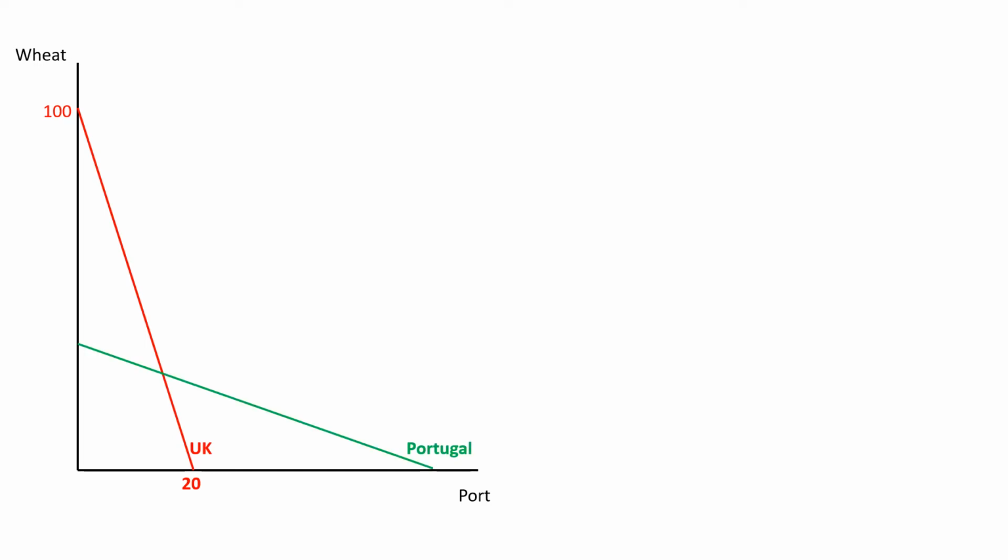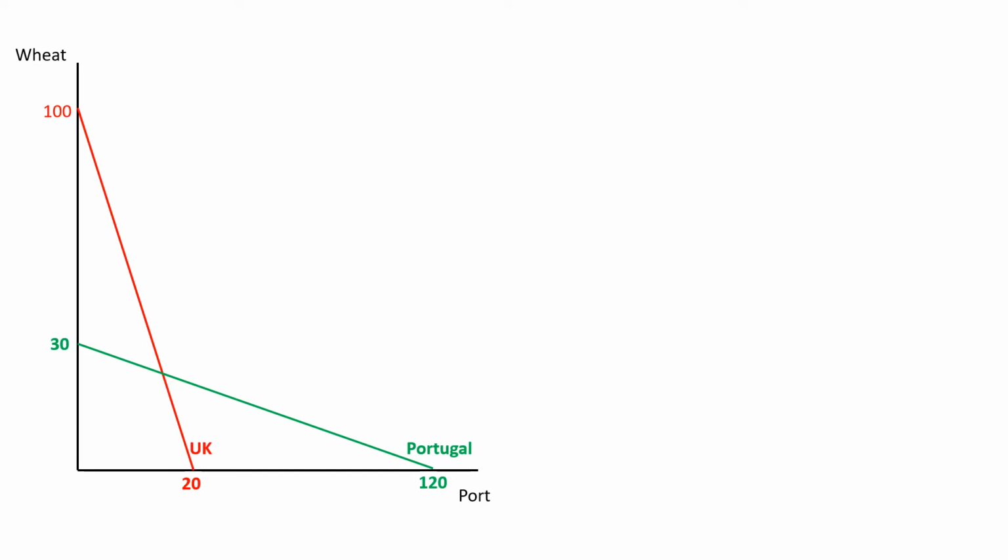Portugal's production possibility frontier is different. They've got a hotter climate. So if they put all of their factors of production into producing wheat, they could only produce 30 units. However, if they specialised in producing port, they could produce 120 units.